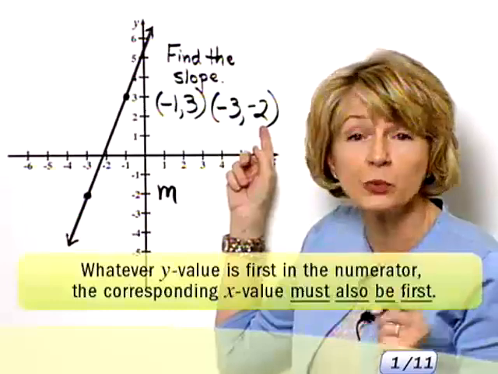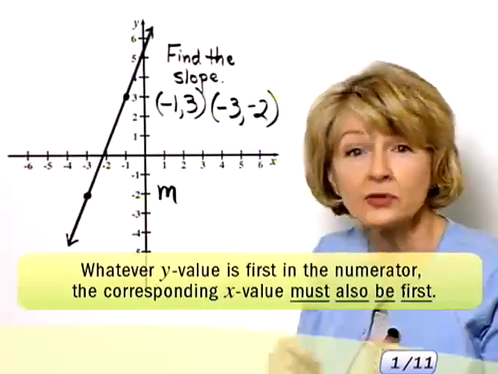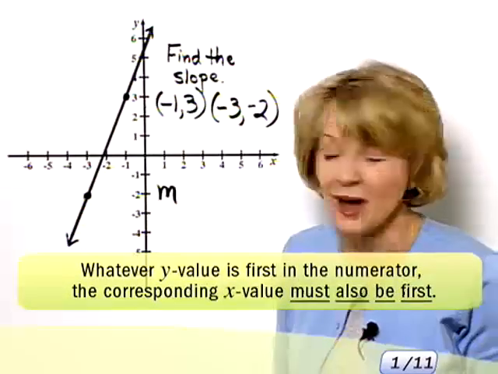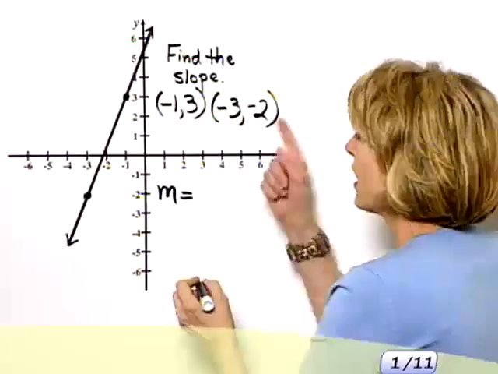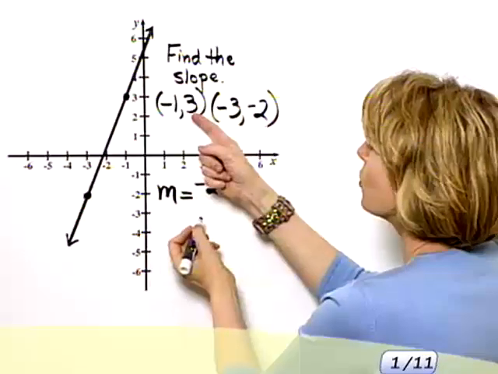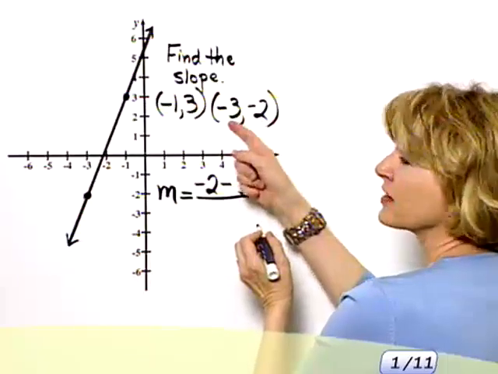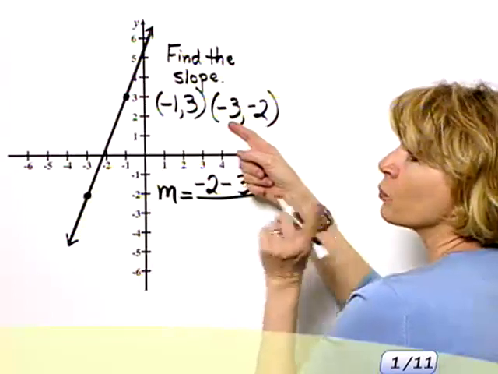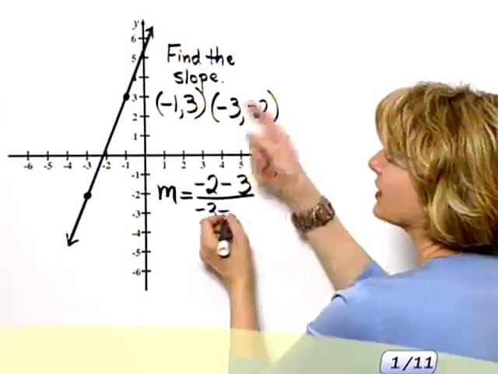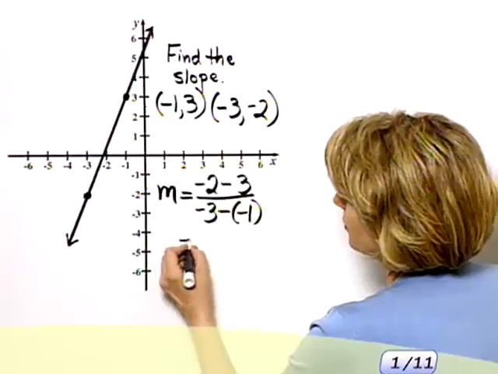Now it makes no difference which y value you start with in the numerator, but whatever y value you start with in the numerator, you must start with the corresponding x value in the denominator. So slope is, I'll just start with this y value, y minus y, 3, over, now I started with this y value, so I've got to start with this x value in the denominator. Be very careful, x minus from the formula, and then this x value is -1, so minus a -1.